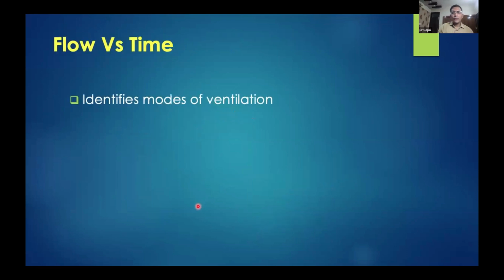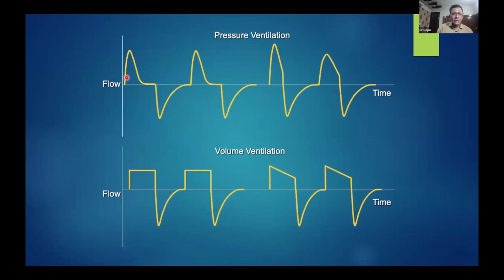Okay. So flow time, you can use it in multiple ways, it will help you a lot. Just by seeing the flow time curve, it's quite useful. First of all, it will identify the mode of ventilation. Let's see how it does. So this is a flow time curve where flow, inspiration, and then expiration. By default, if you are doing volume ventilation for a baby, the inspiratory part in the flow time curve will be a square shaped one.